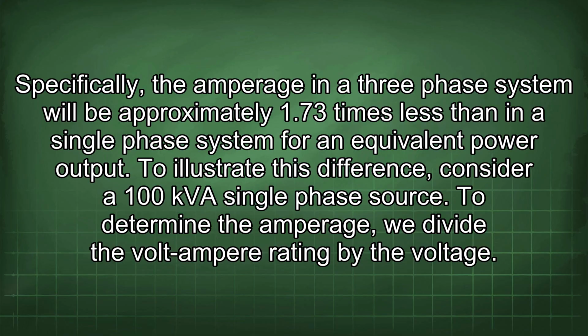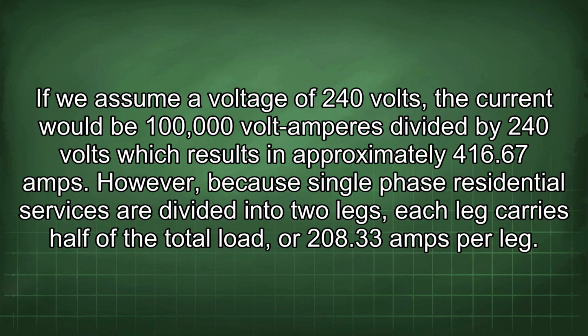To determine the amperage, we divide the volt-ampere rating by the voltage. If we assume a voltage of 240 volts, the current would be 100,000 volt-amperes divided by 240 volts, which results in approximately 416.67 amps. However, because single-phase residential services are divided into two legs, each leg carries half of the total load, or 208.33 amps per leg.